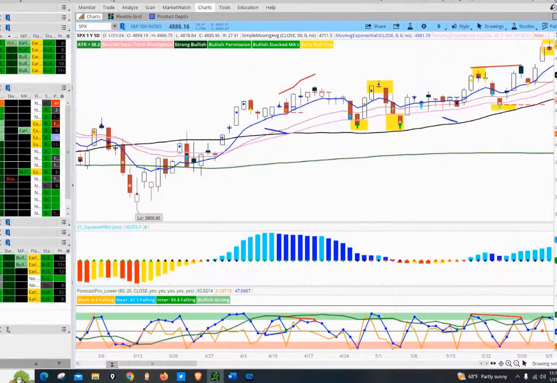All right, so now let's talk about the third piece of the puzzle. For this, I'm going to be utilizing an indicator down below called the Forecast Pro.